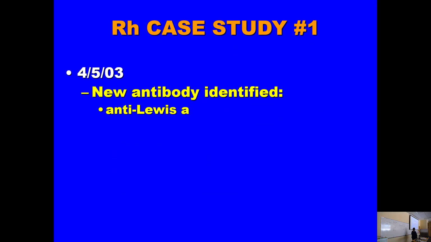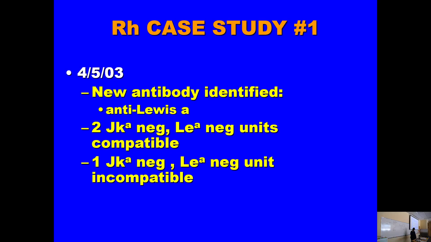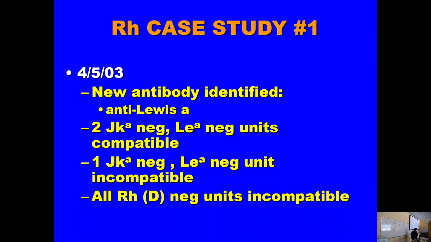April 5th, new antibody identified, and once they develop one antibody, they tend to develop multiple antibodies. It just is par for the course. Two JKA negative units and a Lewis A negative unit were all compatible. However, one that was JKA and Lewis was not compatible, so, great, another antibody we've got to work up because we know we've got this issue.